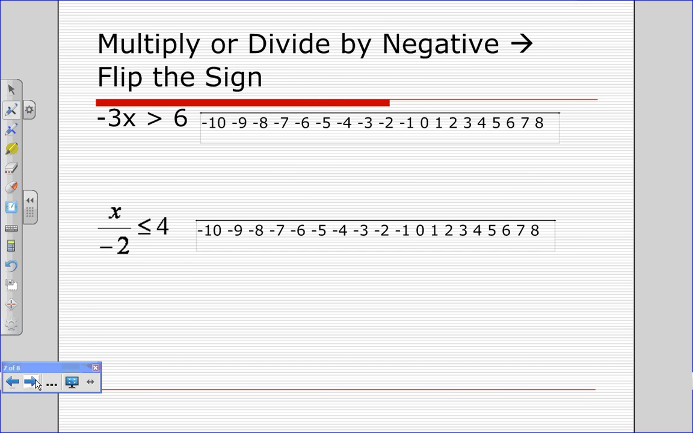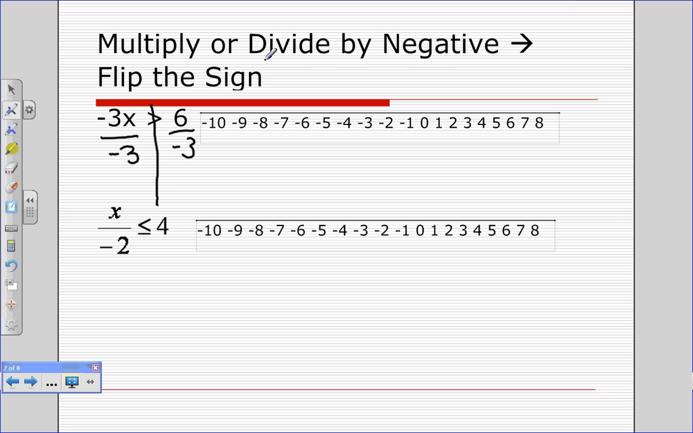So let's look at a few examples. This first inequality says negative 3x is greater than 6. So to solve this again, we draw our line down from the inequality sign, and we need to get rid of the multiply by negative 3. So the opposite of that is divide by negative 3. We're going to do that on both sides.